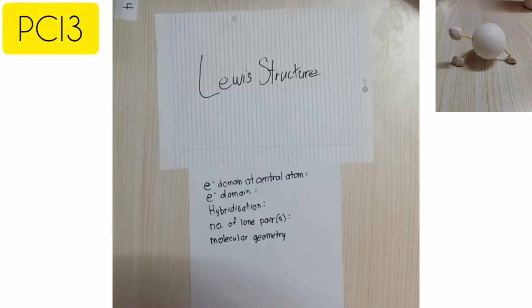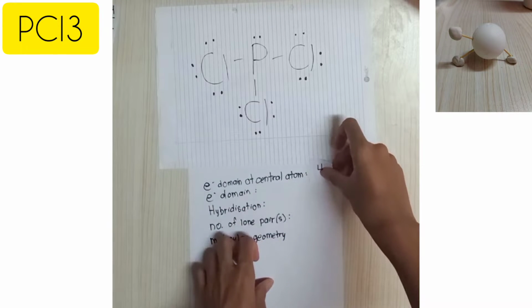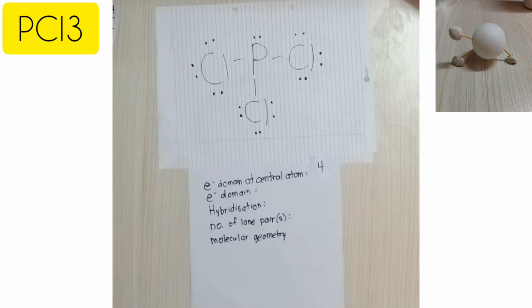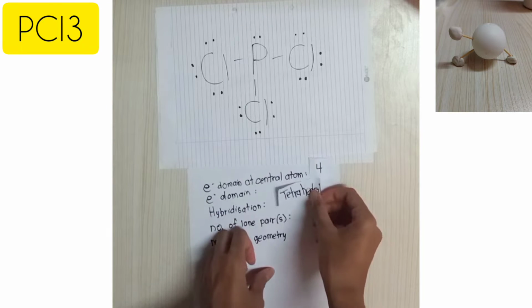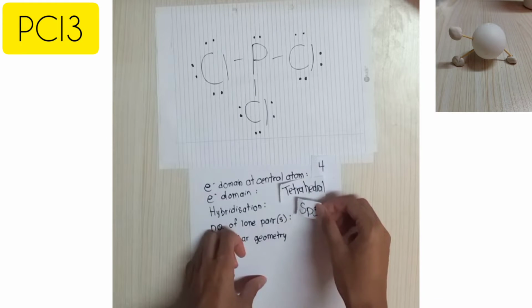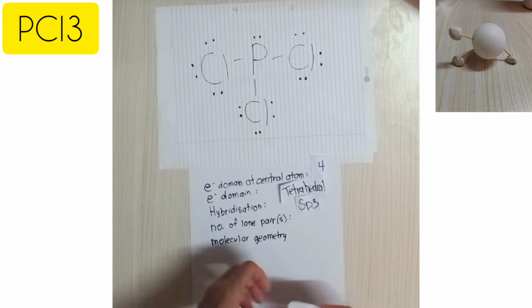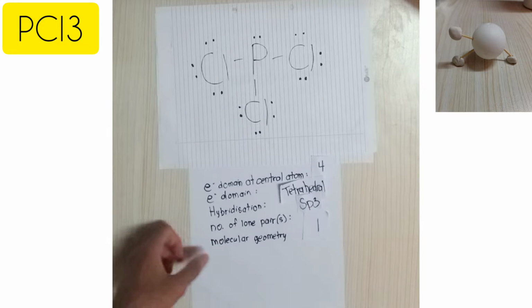For our compound PCl3, the Lewis structure is this one, and the electron domain at the central atom is 4. The electron domain geometry is tetrahedral. The hybridization is sp3. The number of lone pairs is 1 at the central atom. The molecular geometry is trigonal pyramidal.